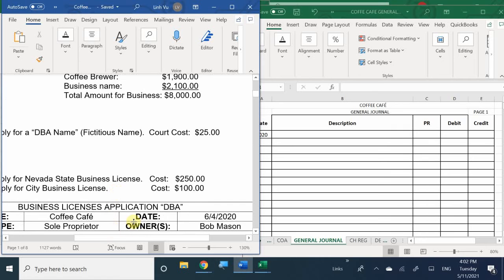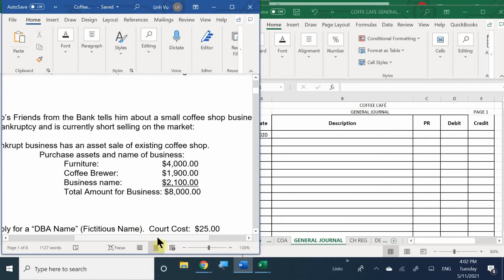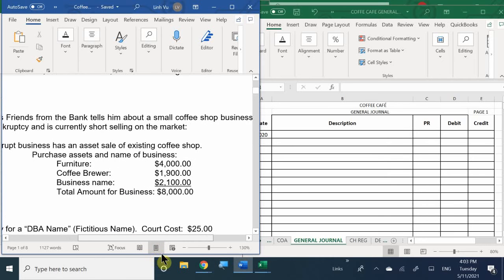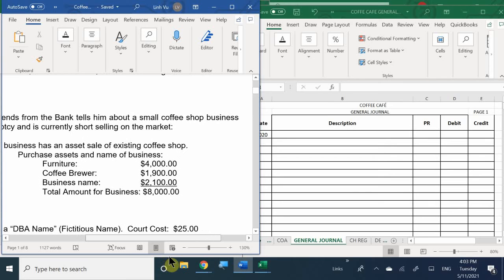All right. I have a question though. Go for it. You have the total amount of the business being 8,000. Does that even include the building? I mean, what exactly are we buying?